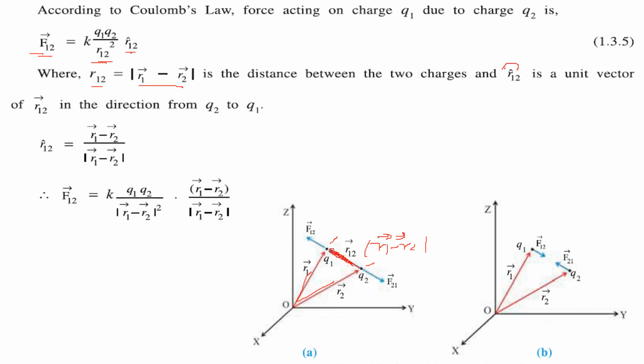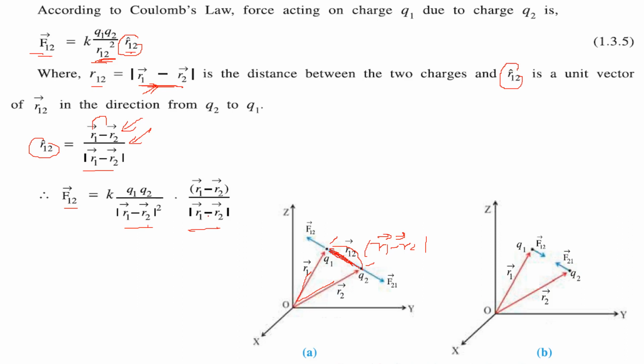And what is R12 cap? This is a unit vector. So how to find the unit vector? In the direction from Q2 to Q1, the unit vector is always found by the vector itself, that is R1 minus R2, divided by the magnitude of R1 minus R2. So we have to divide R1 minus R2 by this magnitude. Now how will this force become? This is K Q1 Q2 over R12 squared, and in place of R12 we'll place the magnitude of R1 minus R2, and for the unit vector this expression will replace it.